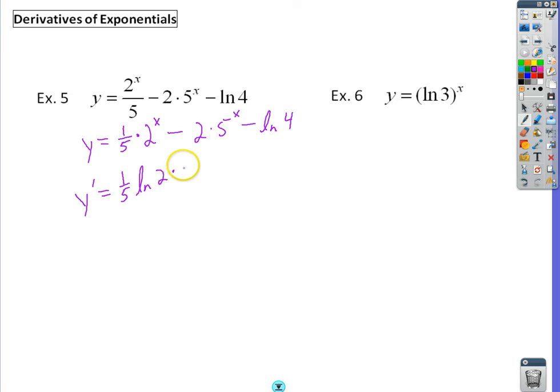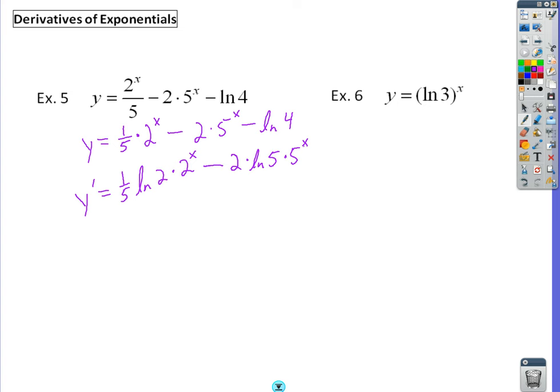times 2 to the x. Minus, again, constant times a function, 2 times ln of 5 times 5 to the x. And then derivative of the natural log of 4.